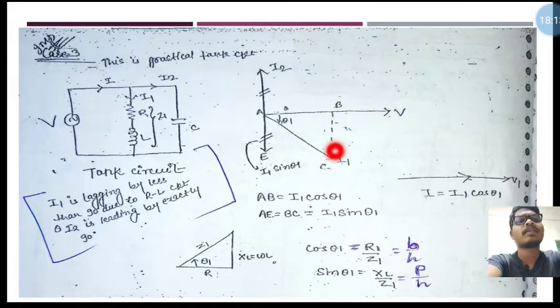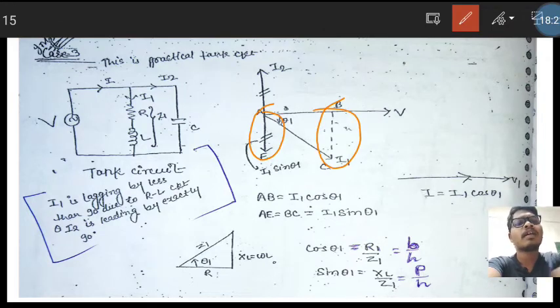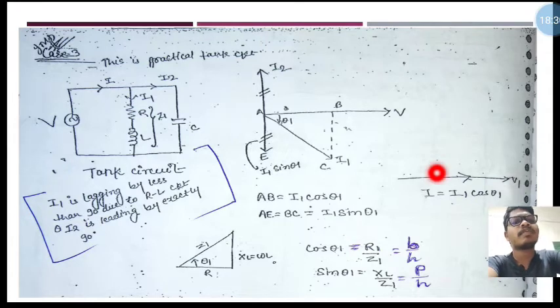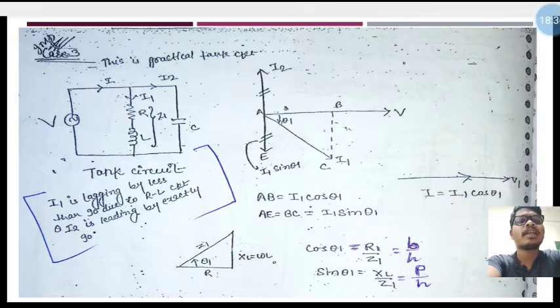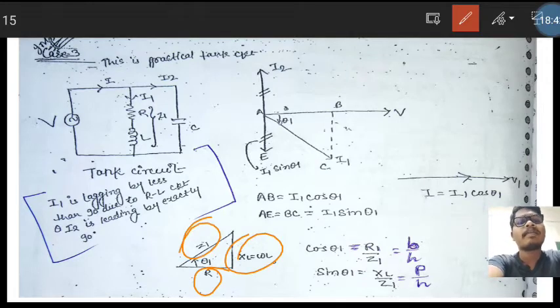This circuit and this circuit are both the same, so AE is equal to BC, that is I1 sin theta 1. After taking the resulting circuit, we will get V1 here, and I is equal to I1 cos theta 1. This is the power triangle or impedance triangle, showing the active component, the reactive component, and the total element.